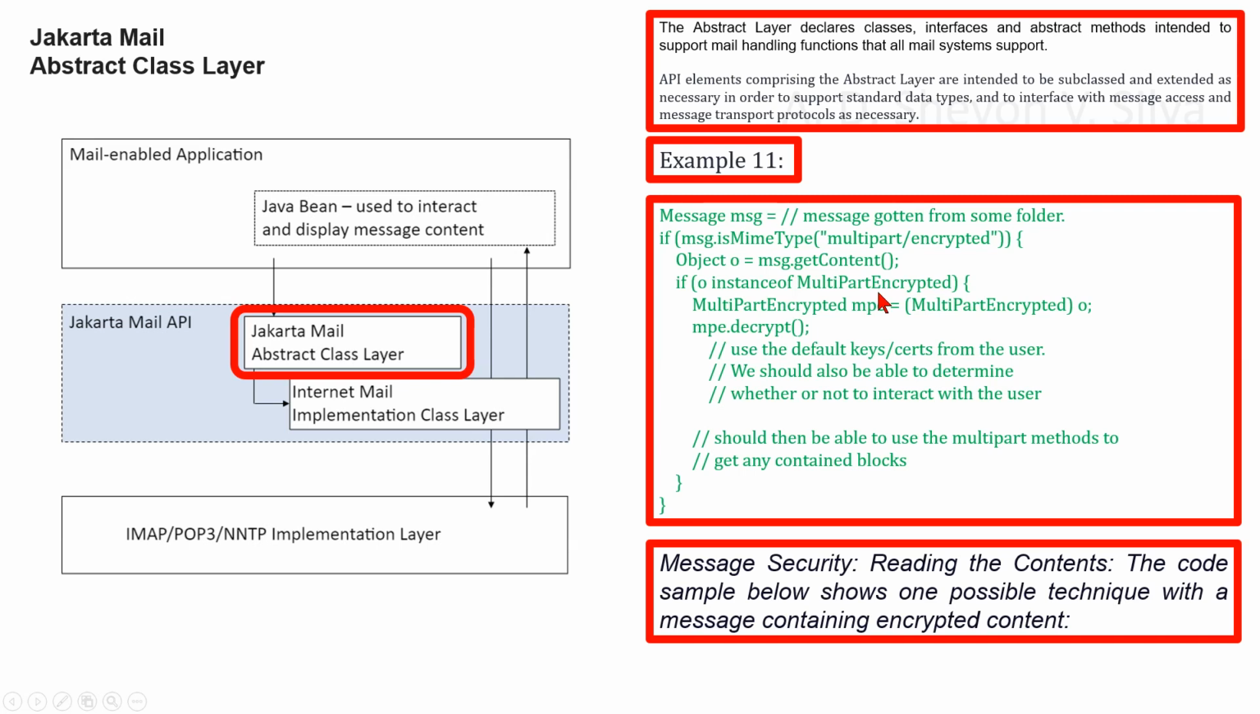There will be methods on this class to decrypt the content. The decryption could either determine which keys need to be used and use the default, maybe the current user's key, or explicitly pass which keys or certificates to use. The message is gotten from some folder. Use the default keys or search from the user. We should also be able to determine whether or not to interact with the user. We should then be able to use the multipart methods to get any content blocks.